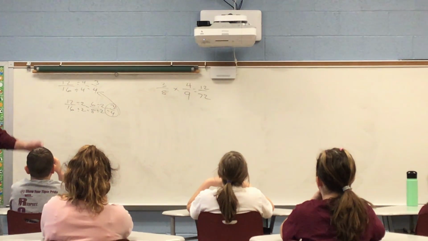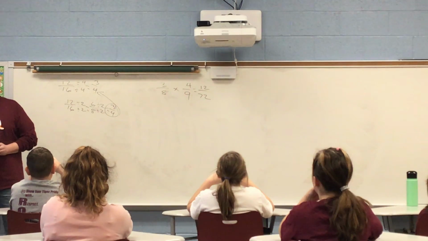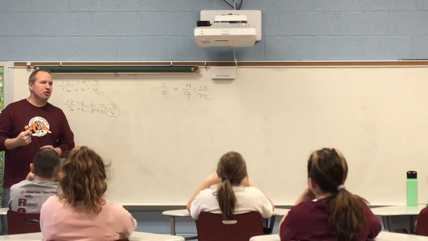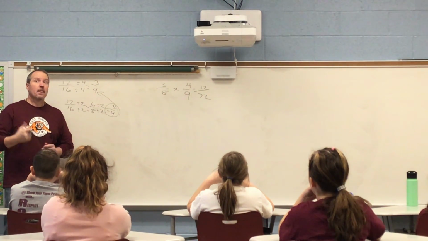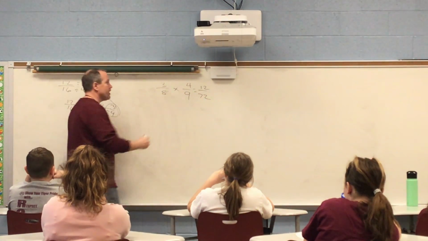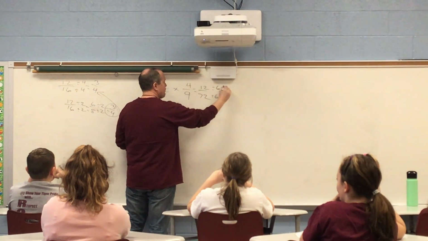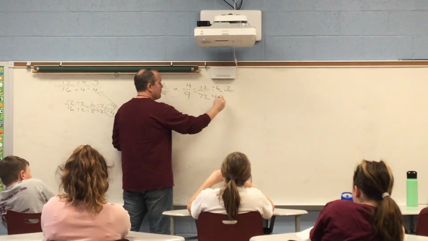Now, when we look at that, is it in simplest form? Now, what can we divide the 12 and the 72 both by? We can divide them both by 6. It's not real obvious, but we can. Very good. 12 divided by 6 is 2. 72 divided by 6 is 12.